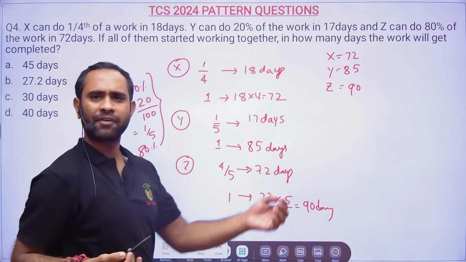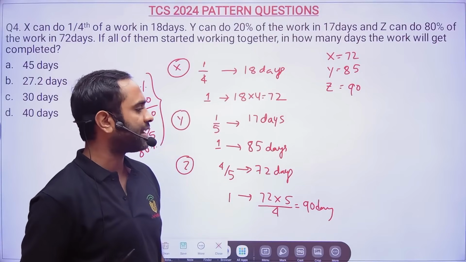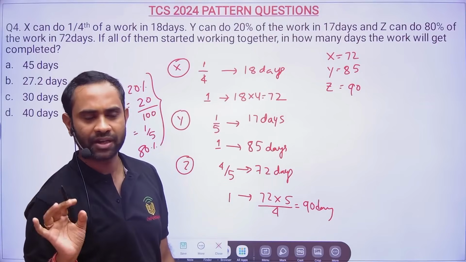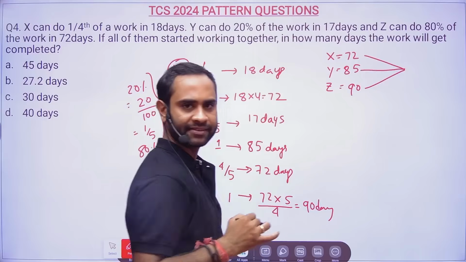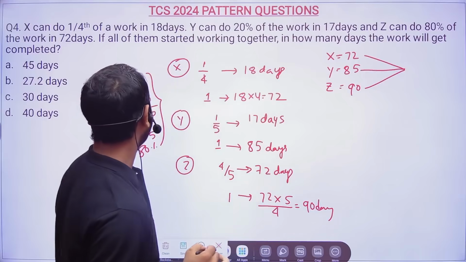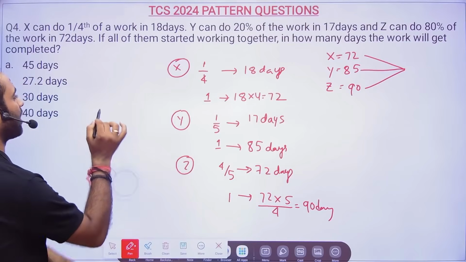Now, if the values are 2, 4, 6, you can easily calculate it. But these values are 72, 85, and 90, so definitely it is going to be hectic. Now let us take the LCM, right? How will you take the LCM, friends? If you want to take the LCM, please take it a little smartly.